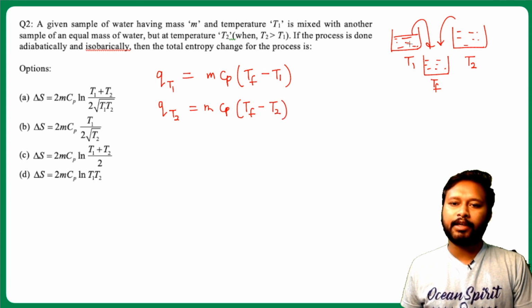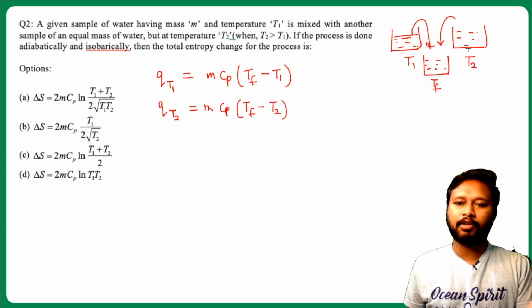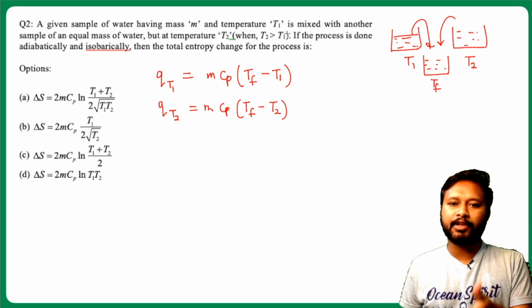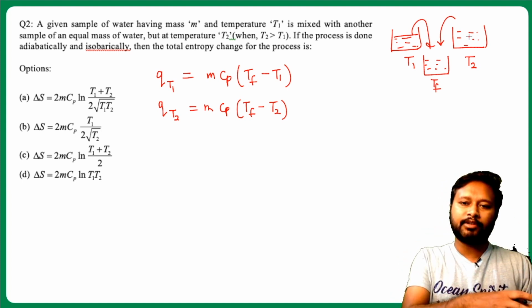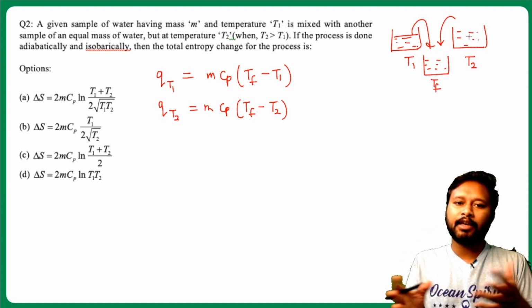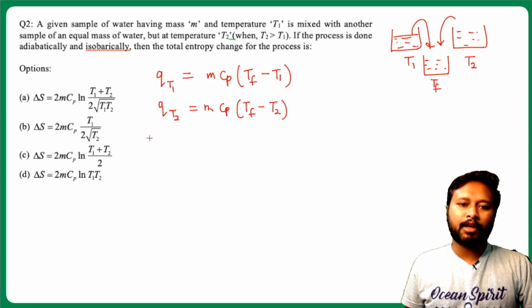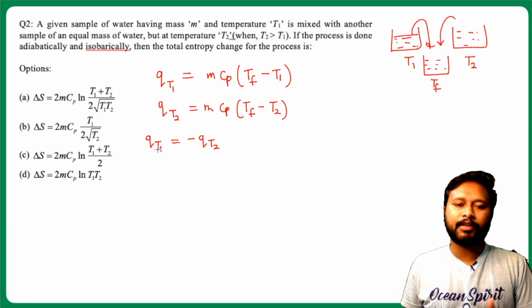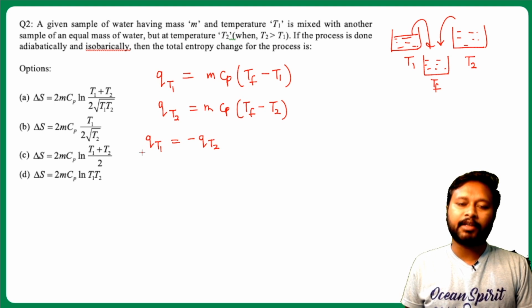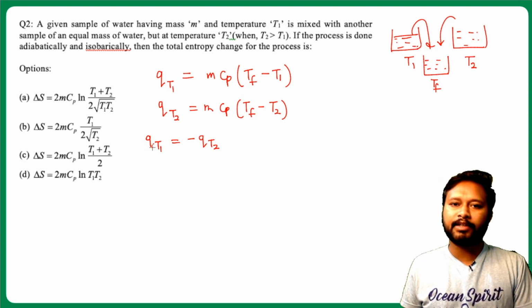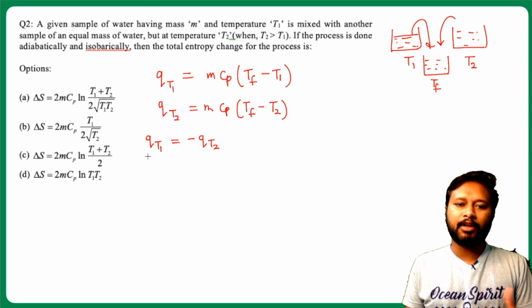Now, since the heat from one system is being transferred to the other, T2 is at higher temperature and T1 is at lower temperature. So while mixing, T2 is giving its heat to T1. So the heat exchange is taking place between the two species which are at temperature T1 and T2. So the heat QT1 will be equal to minus QT2. Why is it so? Because the heat exchange is taking place between both of them. So one will lose its heat and the other is going to gain heat.